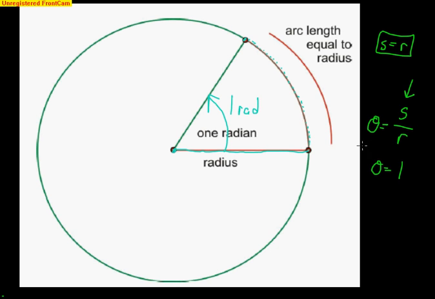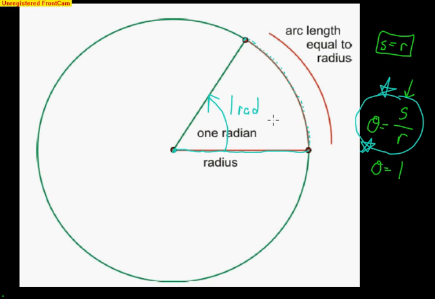Because remember, this is our formula right here for radians: arc length divided by radius. So this is a really important formula. I can't stress it enough. But for this formula to work, theta is not measured in degrees, it's measured in radians. So 1 radian is when the arc length equals the radius.